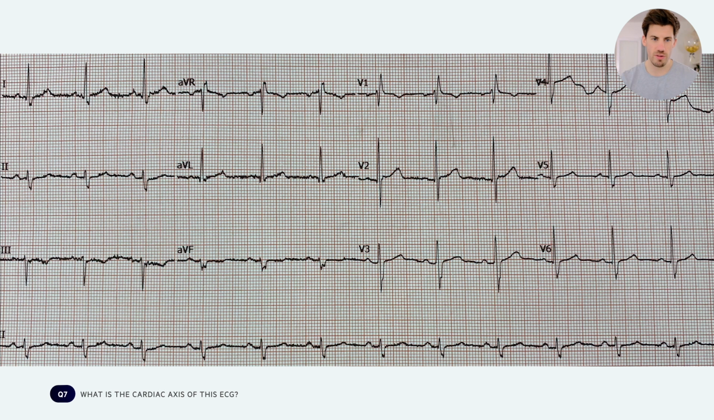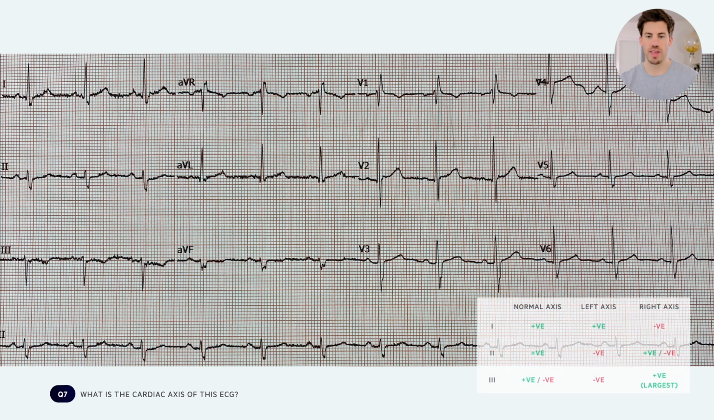Then with this one, think about it again. What is the cardiac axis of this ECG? And then we're going to put the table up as well. So what's the axis here? Good. So most people have gone for left then.